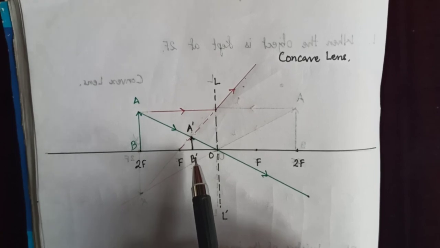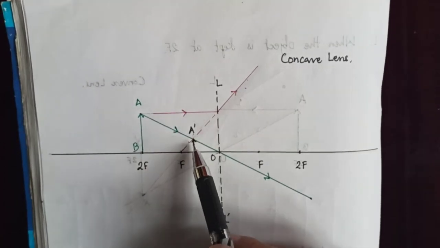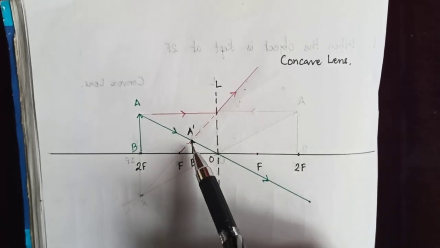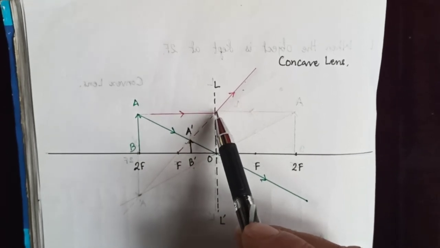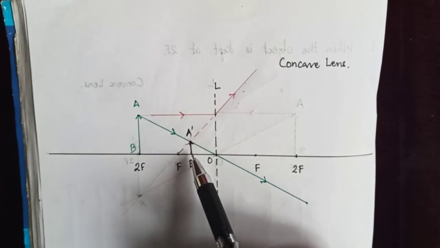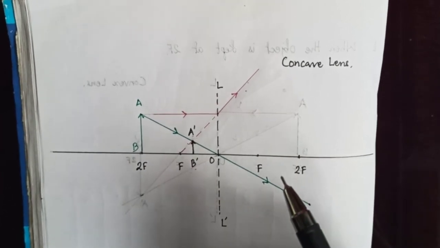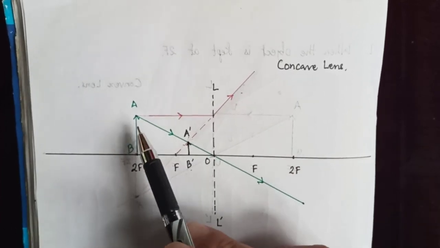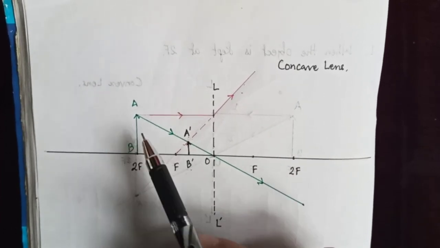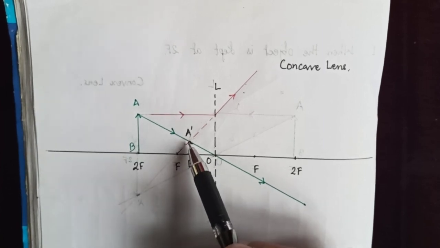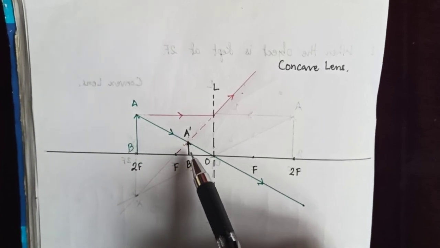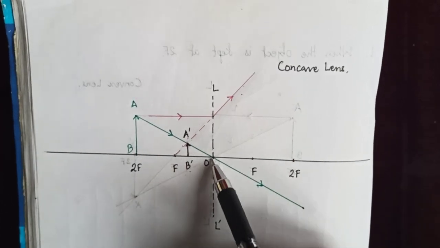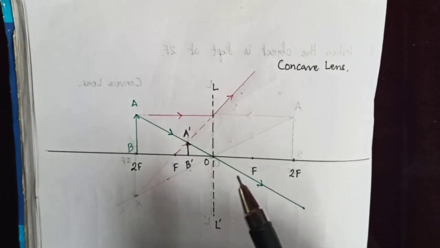Now it is clear to you that this image is formed not by the actual meeting of the rays, but by the rays of light which appear to meet when they are produced backward. So that is why this image is a virtual image. This is upright also, erect also. And you can see the size of the image and the object. Object is 2 centimeter, and if you measure the size of the image, it is less than 2 centimeter. So you can say that the image is diminished. And it is formed in front of the lens, not behind the lens, in front of the lens.